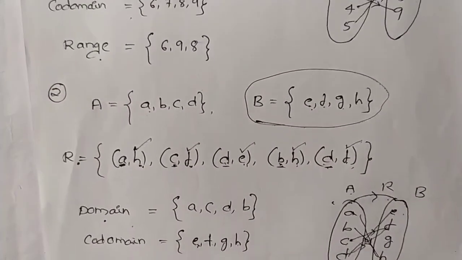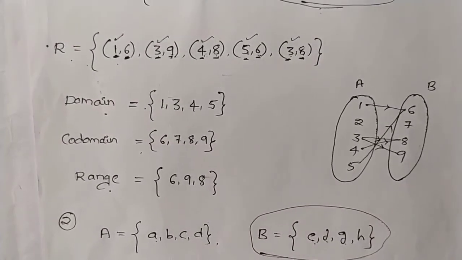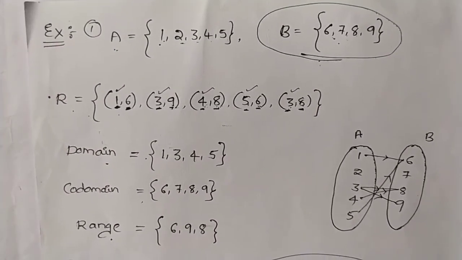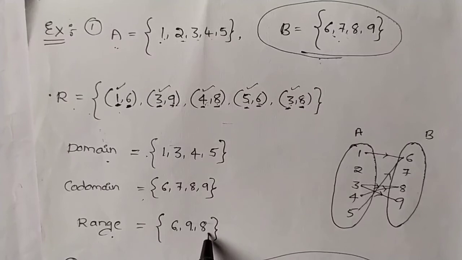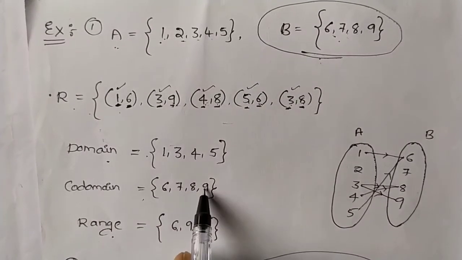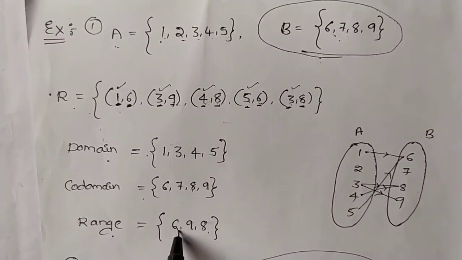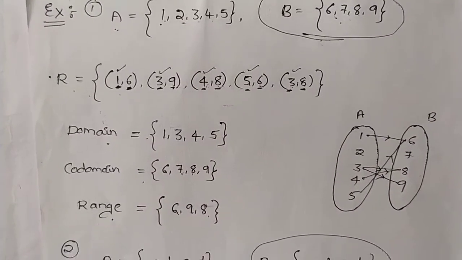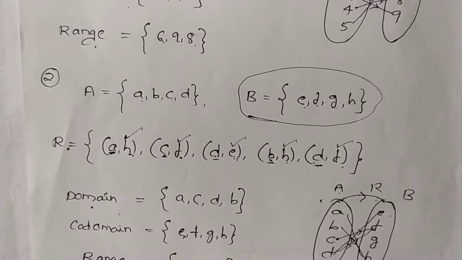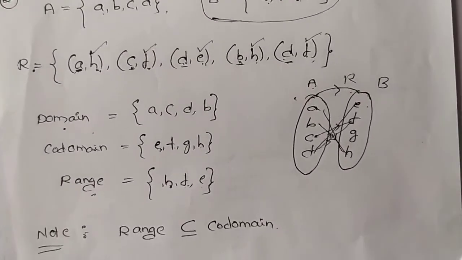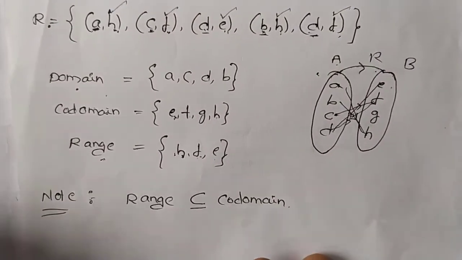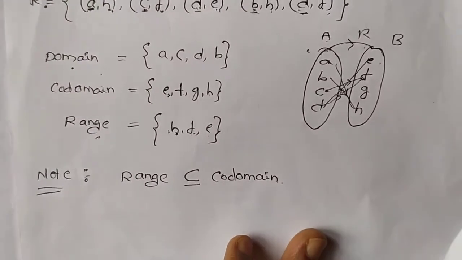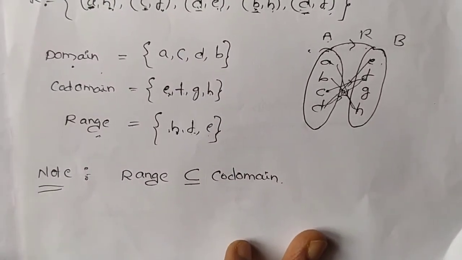Next, just see the previous example, the first example. Range 6, 9, 8, codomain 6, 9, 8. Okay, therefore range is a subset of codomain. Therefore we can say that range is always a subset of codomain, and also a relation is always a subset of the Cartesian product A cross B.